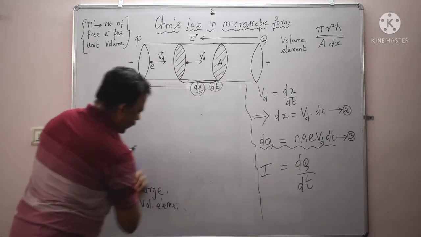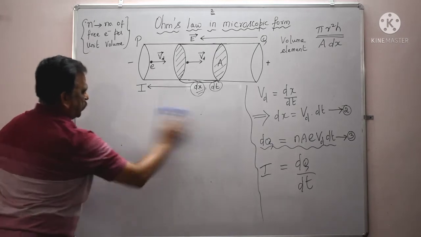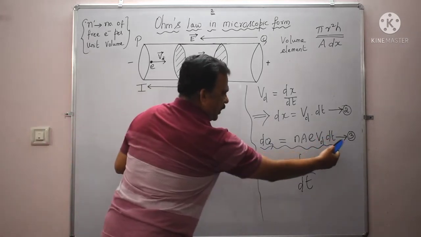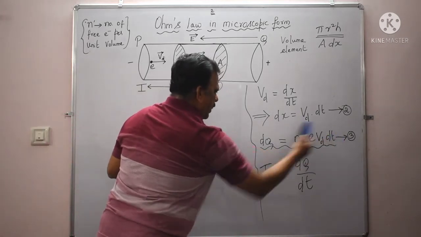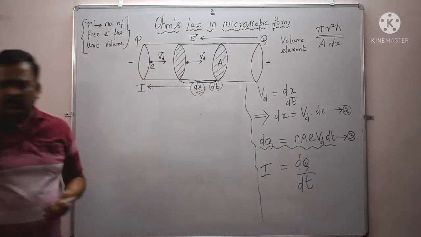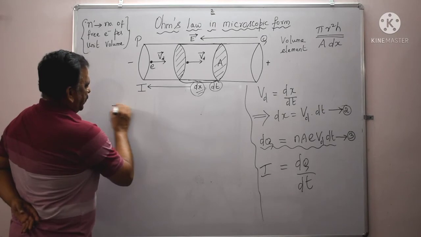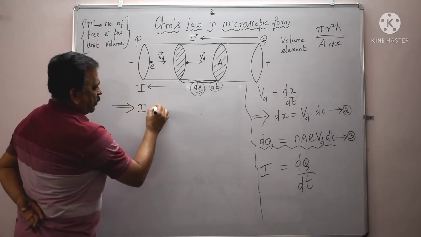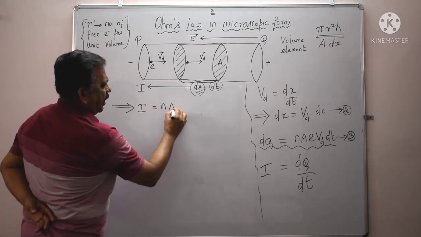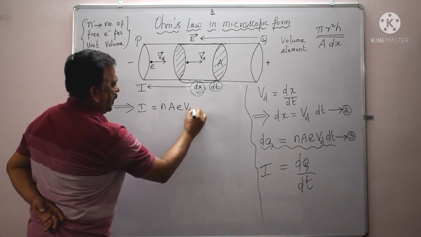Or you can do it like this also. Equation 3 can be rearranged. I can bring dt to the left hand side and get the result directly. However you do it, it's your privilege. So this implies I is equal to, instead of dq, n a e v sub d dt.